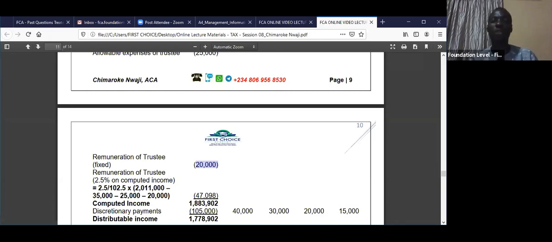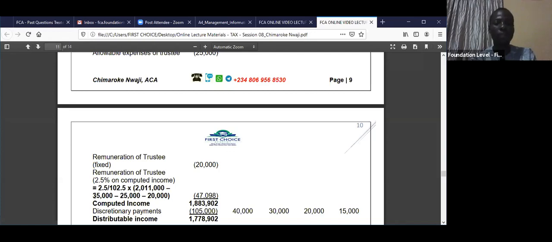Now, because you have not gotten your computed income, you are going to say 2.5%, or that is 2.5 divided by 102.5. Because that computed income is 2.5% more than it is now. It is that 2.5% we want to remove so that everything will become 100% of computed income. So now let's look at what we're going to do now. We'll say 2.5 over 102.5 multiplied by this, your gross income.